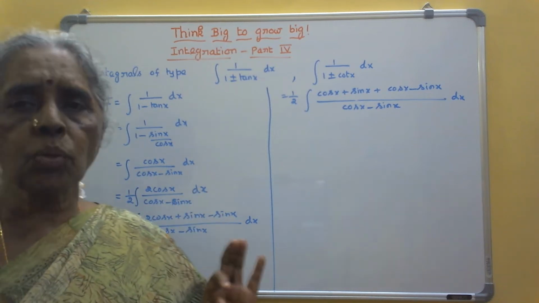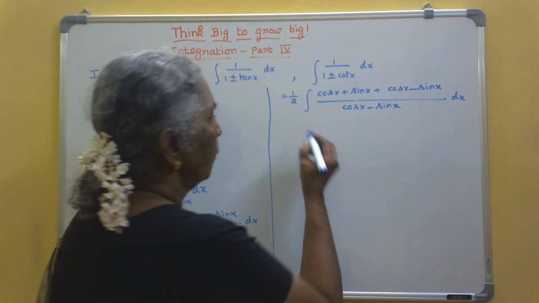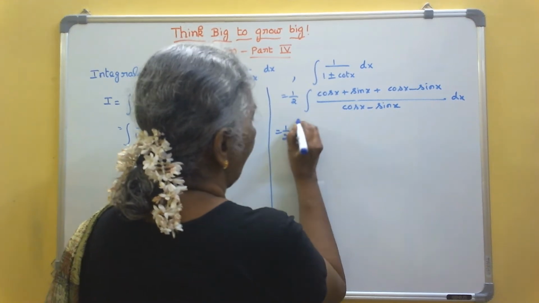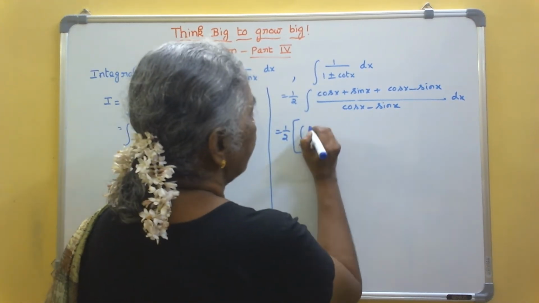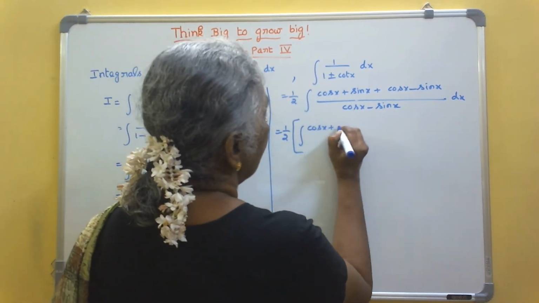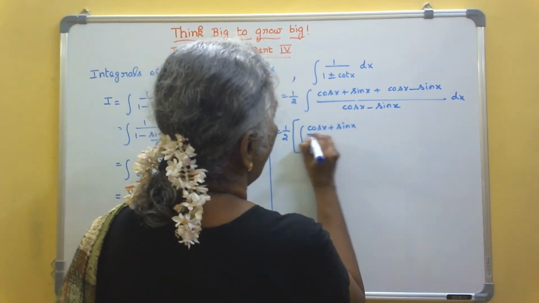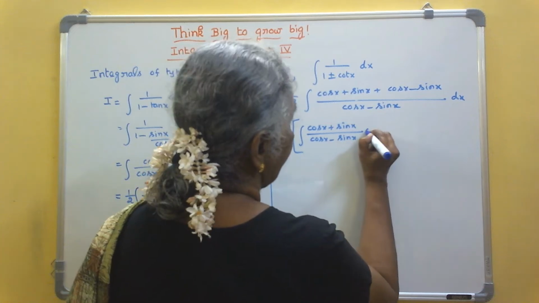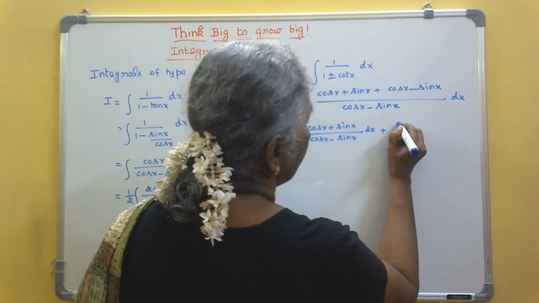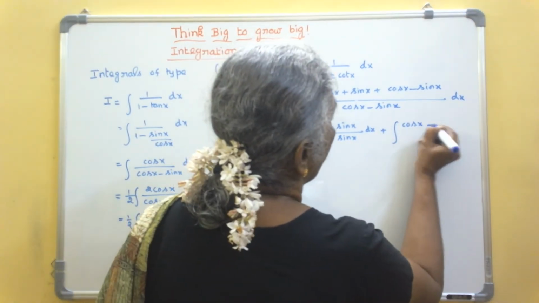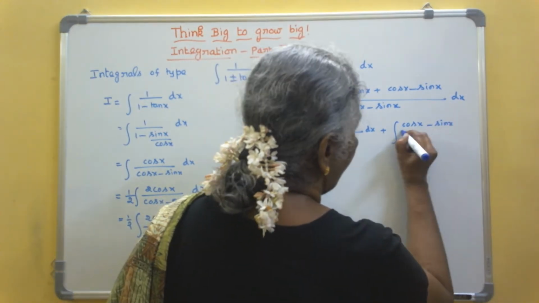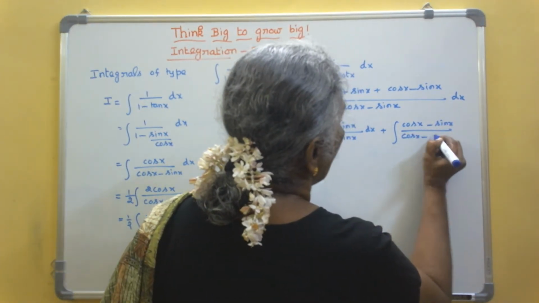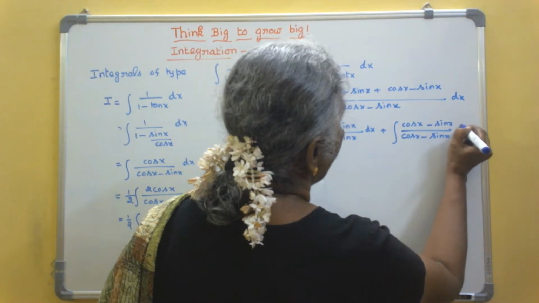Now I am going to split it into 2 integrals. So now that half is common. So let me put a bracket. Integral cos x plus sin x by cos x minus sin x dx. Okay. Plus cos x minus sin x by cos x minus sin x dx.